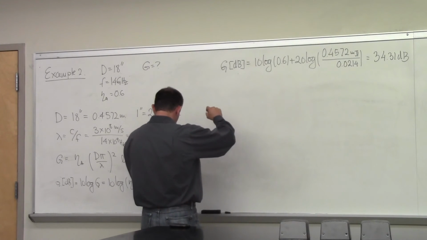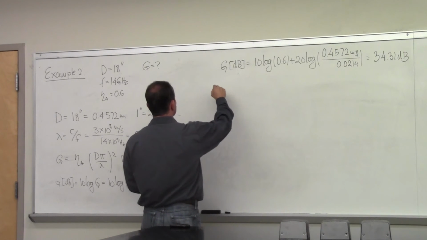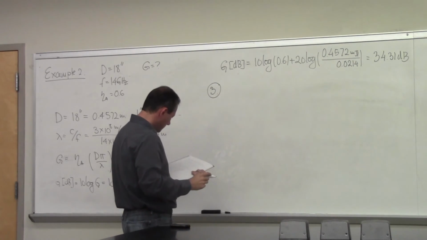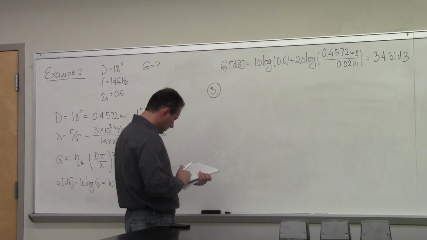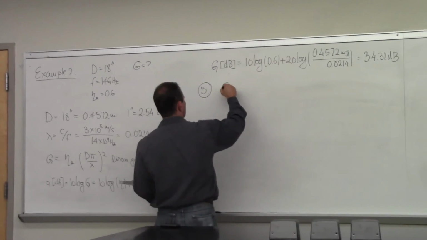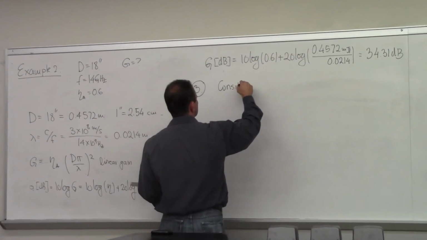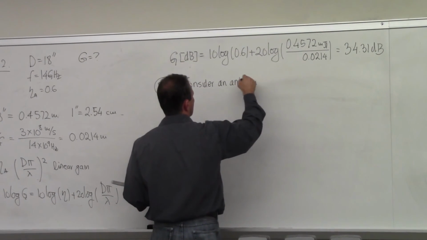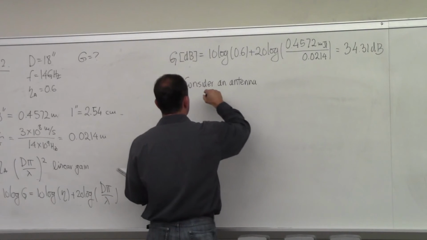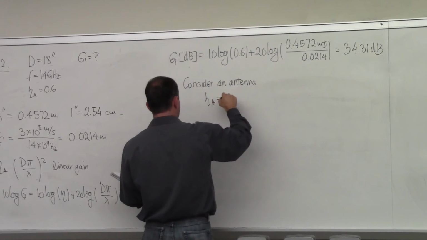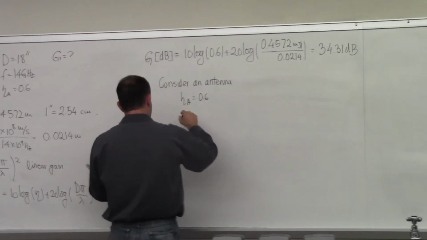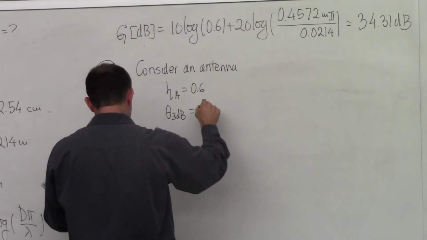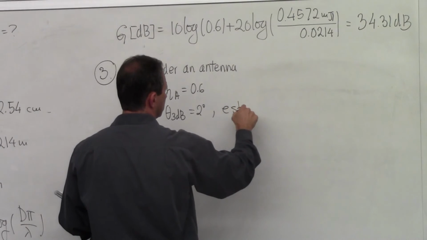The example 3 in your notes says, consider an antenna that has efficiency of 0.6 and 3 dB beam width of 2 degrees. Estimate its gain.